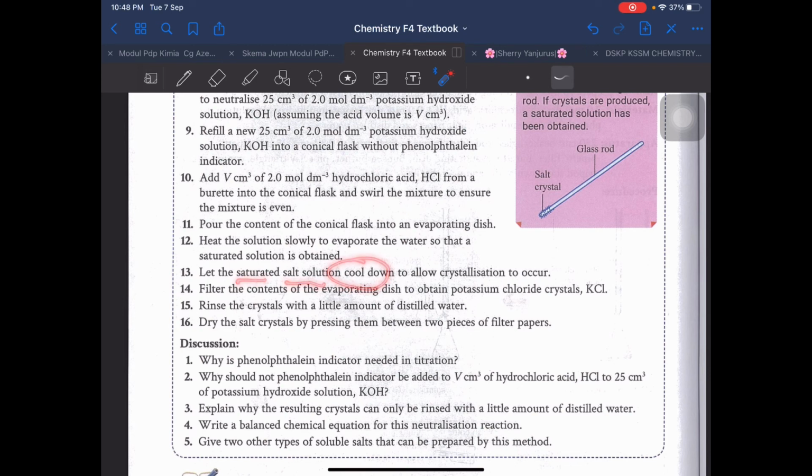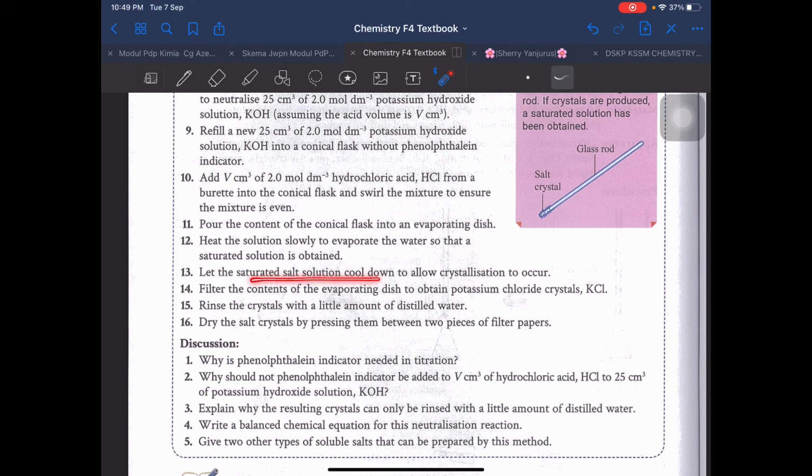Okay, next what you're going to do, let the saturated, biarkan yang tepu tu tadi tu cool down to allow crystallization to occur. Akan ada garam dalam bentuk kristal. Kristal lah, cantik tu actually. I will upload a video of other school yang sudah pernah buat the experiment in your Google Classroom. You can refer to that as well, okay? Untuk tengok macam mana the crystallization.